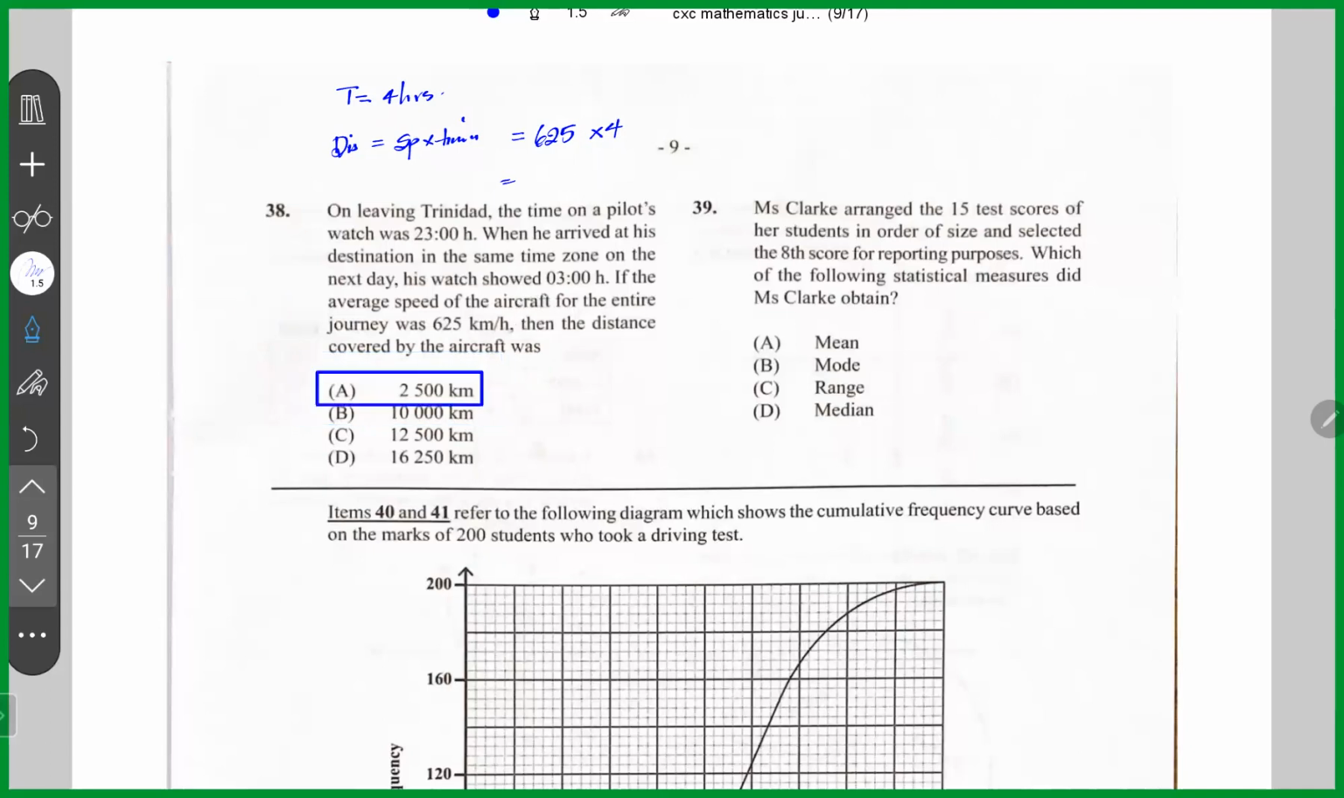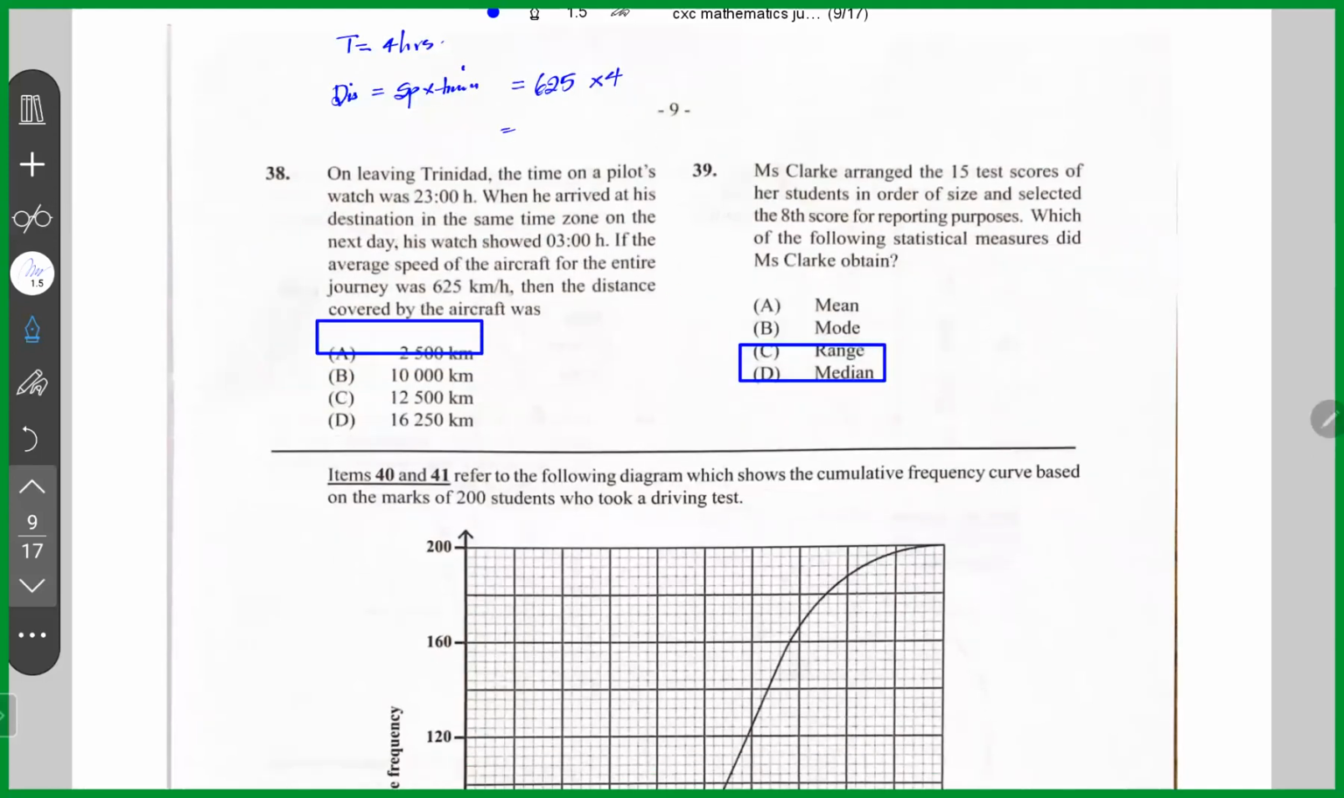39 says, Miss Clark arranged the 15 test scores of her students in order of size and selected the 8th for reporting purposes. Which of the following statistical measures did Miss Clark obtain? What she obtained was the median. All right. The median is the middle value when the values are arranged in ascending or descending order.